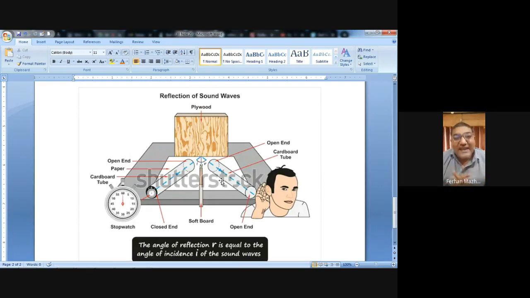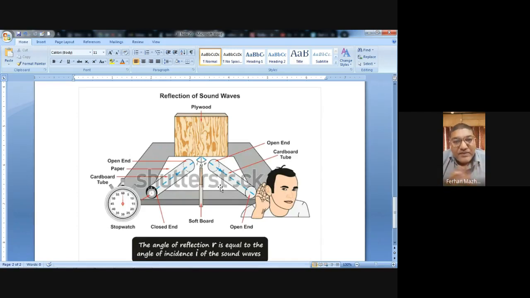If you want to do it again, change the positioning of this pipe. Maybe you move it towards this soft board, or maybe away from the soft board, and then by moving the other pipe clockwise or anti-clockwise, find the point where the sound is loudest, and then again mark the positioning of the pipes, and then join them with the pencil and the scale with the plywood positioning, and again check the angle of incidence and angle of reflection. They both will be equal to each other.